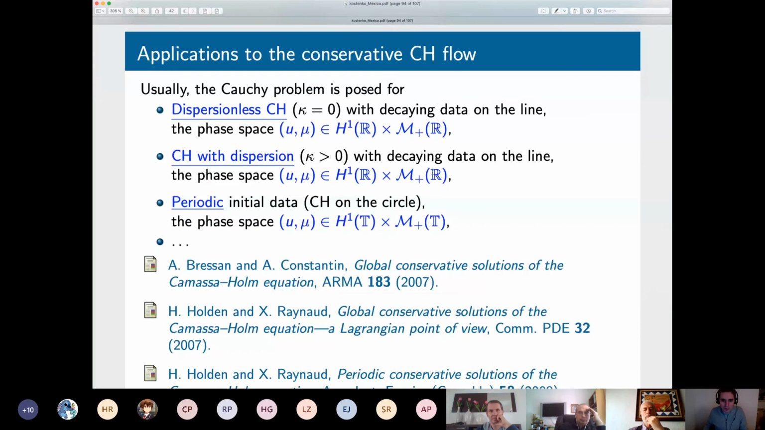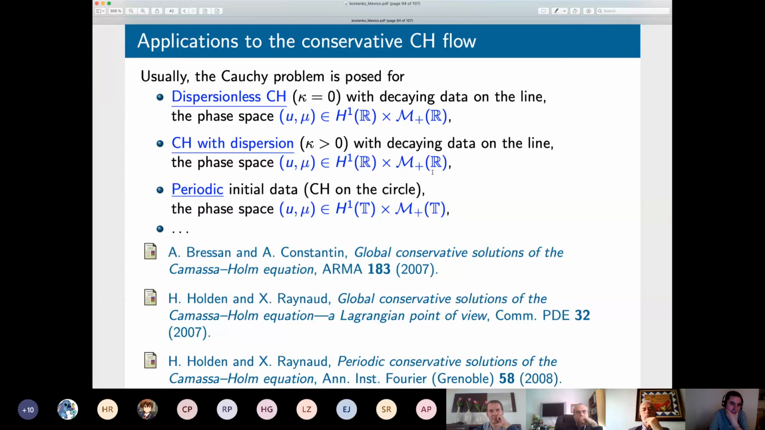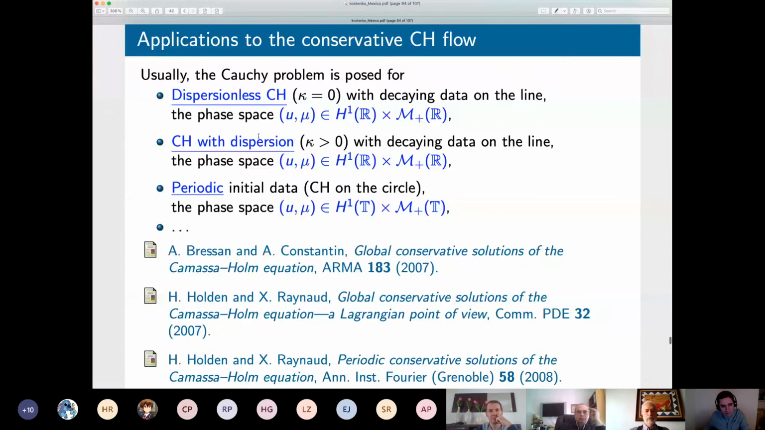Going back to the question of Vladislav, there are at least standard ways to pose the Cauchy problem for the Camassa-Holm equation. Two standard things are to pose it on the line or with periodic initial data, that is, on the circle. These three cases have attracted the main attention during the last 20 years. And here the distinction is the dispersionless case when kappa is zero and the case with dispersion when kappa is positive.